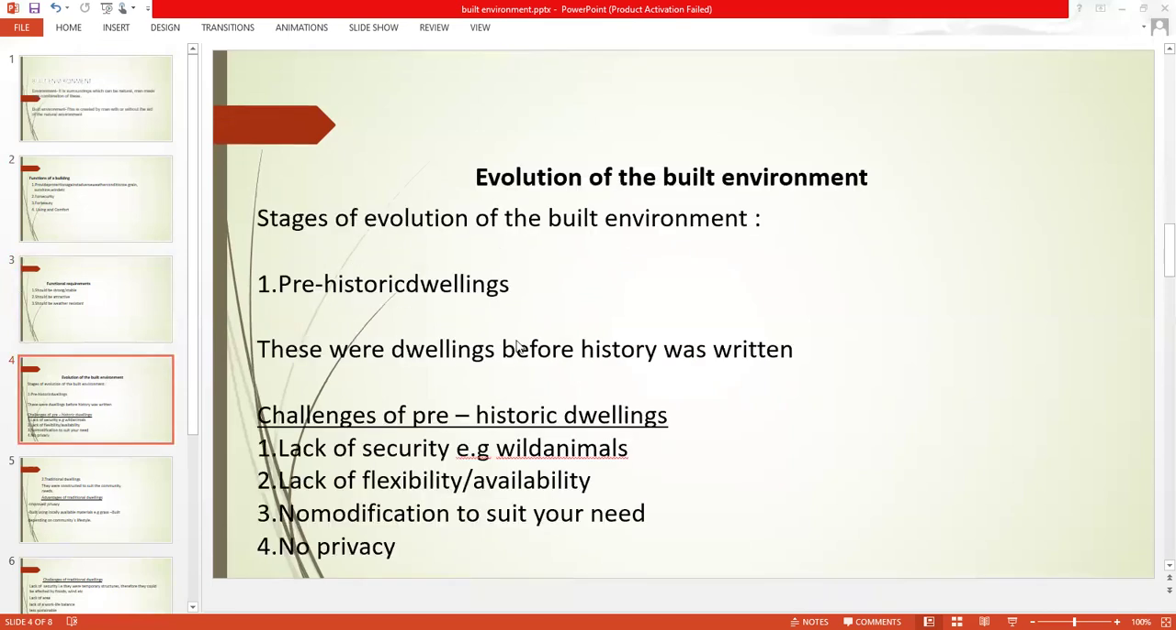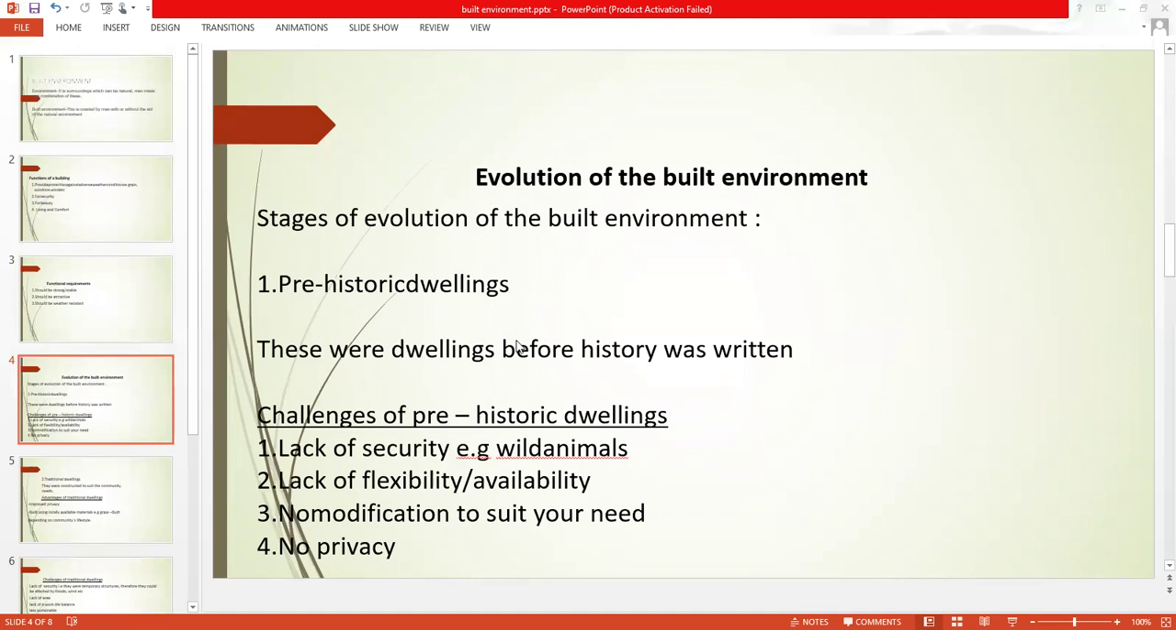Then we go to evolution of the built environment. We have three main stages of the built environment: the prehistoric dwellings, traditional dwellings, and modern dwellings. So we are going to start with prehistoric dwellings. These are dwellings which were created before history was written.